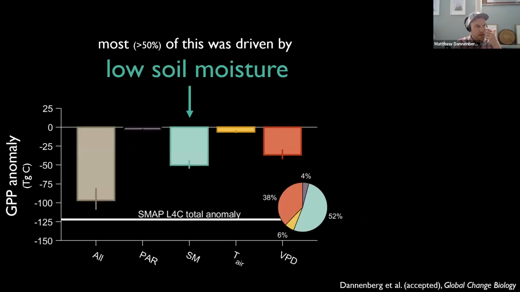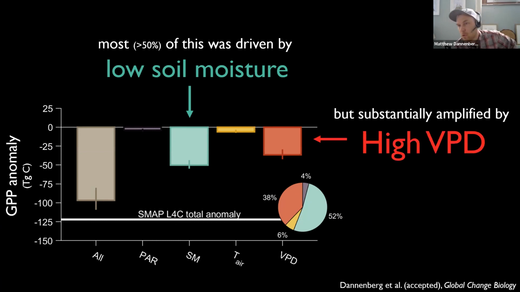According to the attribution model that we ran, most of that primary production loss came from reduced soil moisture, a little bit more than 50%. So this figure is again showing the decomposition of that gross primary production anomaly into its constituent parts. And just over 50% of that gross primary production anomaly was predicted to have come specifically from low soil moisture. But that was pretty substantially amplified by high vapor pressure deficit. About 40%, a little bit less, of that gross primary production anomaly came specifically from high VPD.